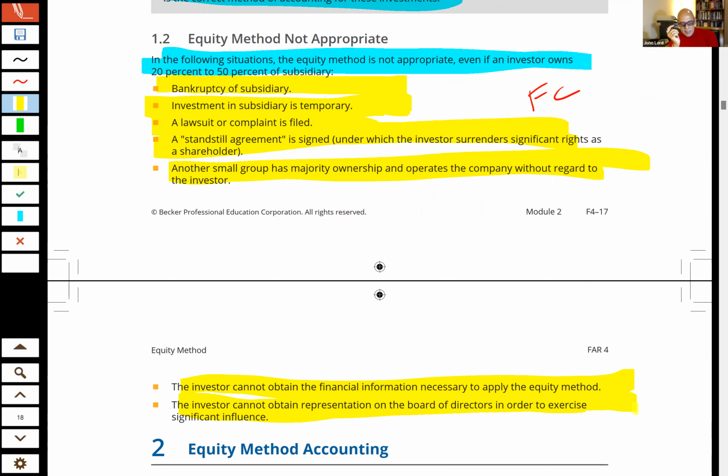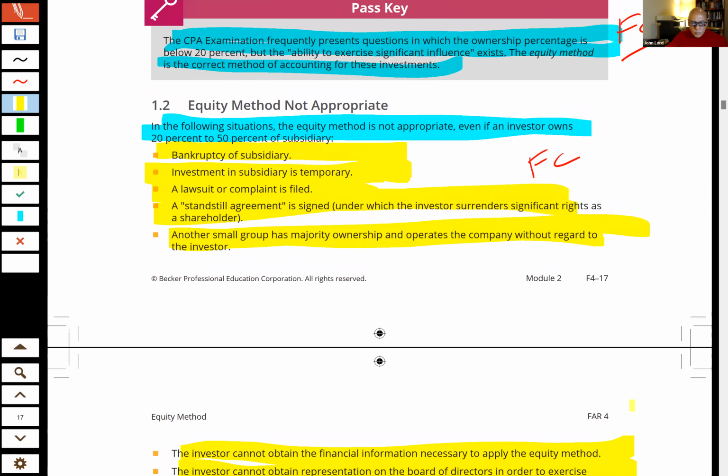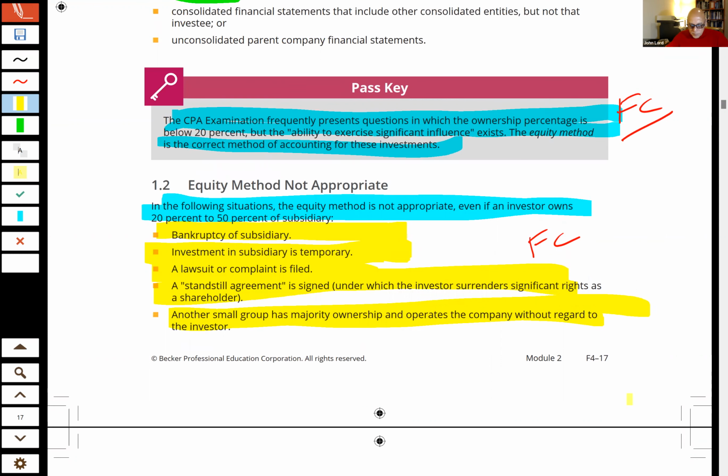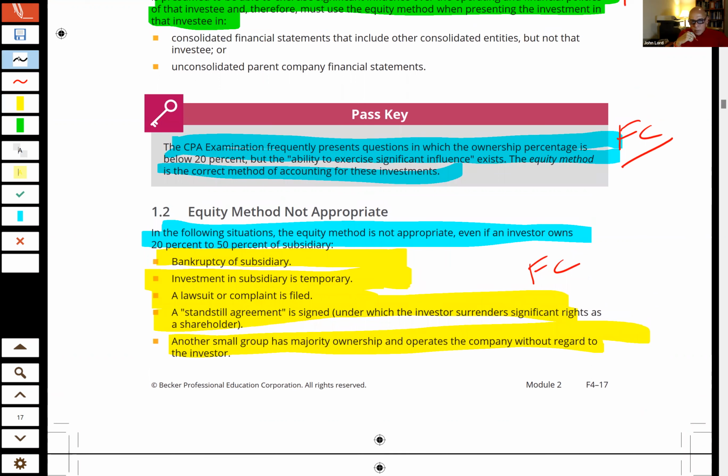Now, let me ask you this. What if I own 15% of the stock, but everybody else owns 1% of the stock? All the other shareholders, they all have piddly amounts, 2%, 3%. Should I use the equity method? I'm below the 20%, but there's nobody else that's even close to this 15%. What should I do? Yes, because you have significant influence.